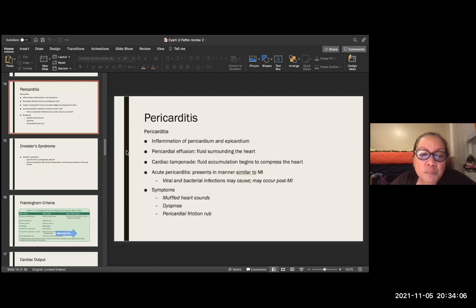Acute pericarditis, viral and bacterial infection, may occur post MI. Post MI means that after a myocardial infarction, a complication of pericarditis can follow.